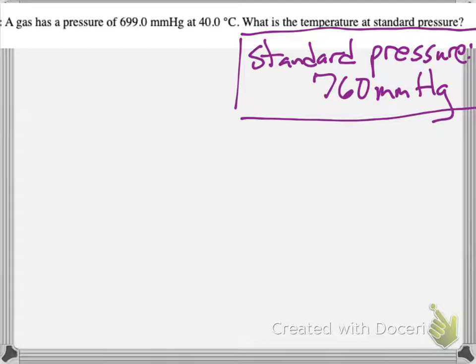So Gay-Lussac's law is very similar to Charles' law in the relationship between the two quantities. They are directly proportional. So the equation for Charles' law involved two fractions, and that's exactly what we're going to see here. We're going to see P1 over T1 is equal to P2 over T2.